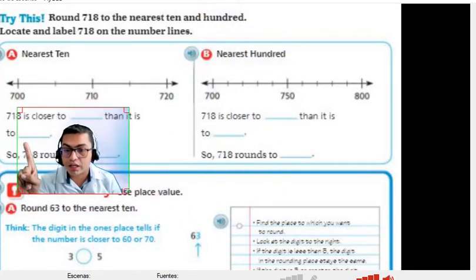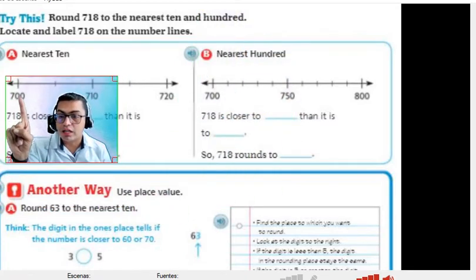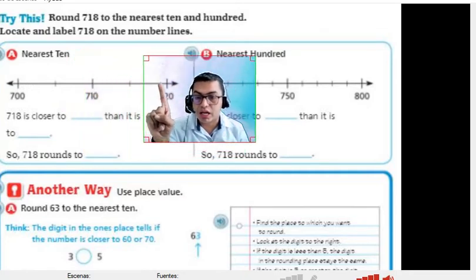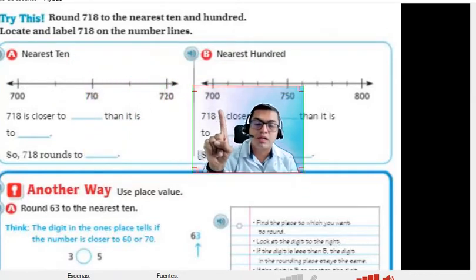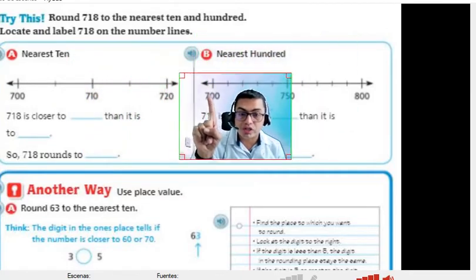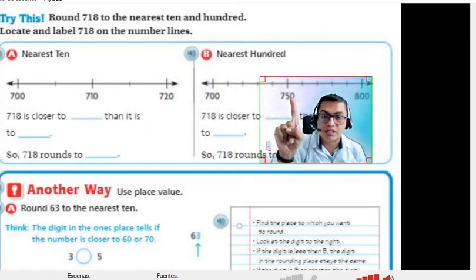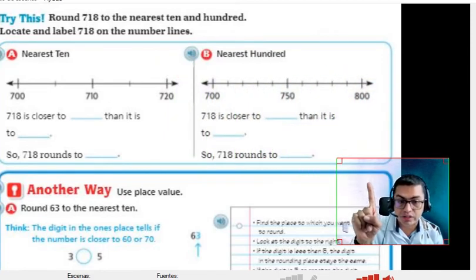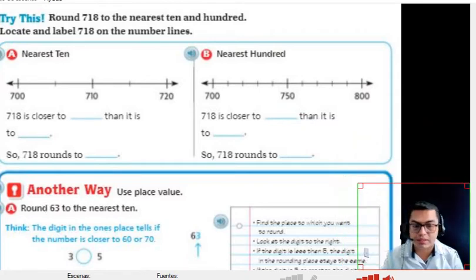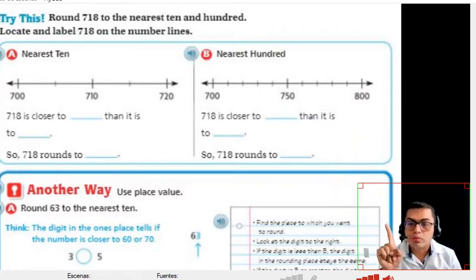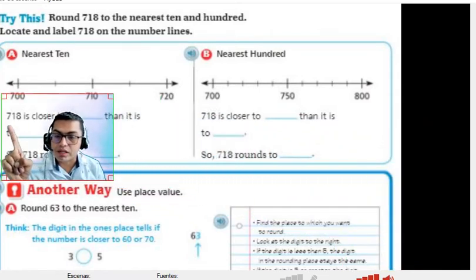Aquí nos dan, aquí ya nos hicieron la linecita. 700, 710, 720, de 10 en 10. Y aquí 100, nearest 100, 700, 750, 800. Ahí como lo pusieron para que fuera más fácil. Ok, so let's start. It's very easy.